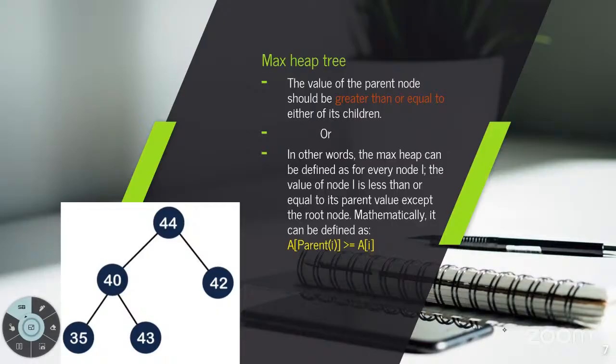Sorry, let's see the min heap later. 44 is the parent node, correct? It is greater than 40 and 42. And 40, as a parent node, is compared with either of 35 or 43, greater than either of. Either of means greater than 35, greater than or equal.